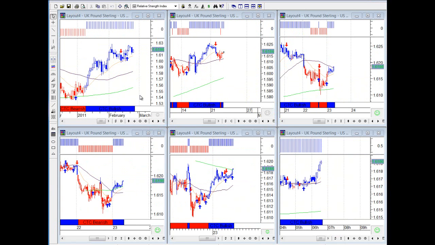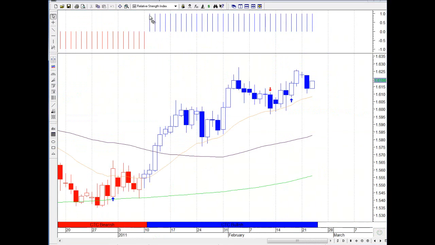Okay, the next pair we're looking at for this morning, the 23rd of February 2011, is the sterling against the US dollar. I'll just bring up the daily time frame to see what price has been doing. You'll notice that we're in an uptrend. I'll draw this really quickly.